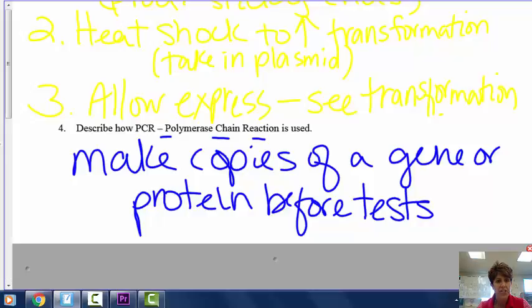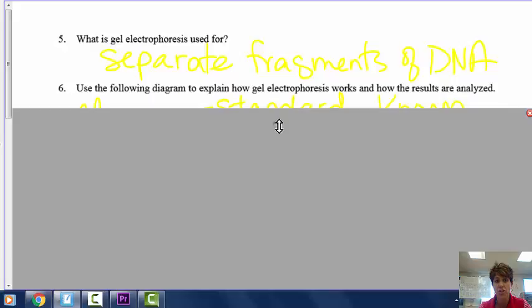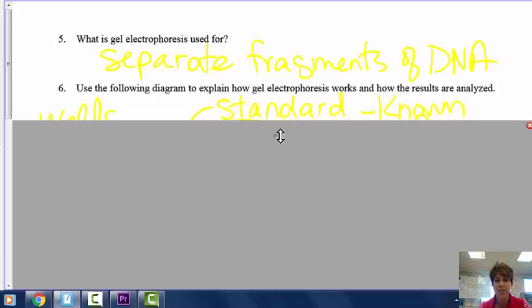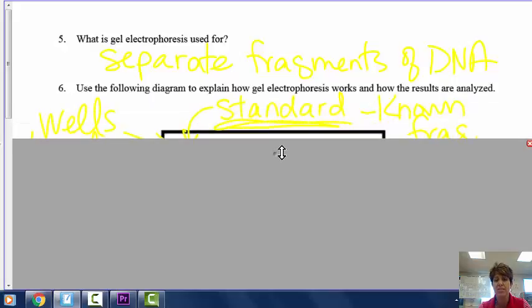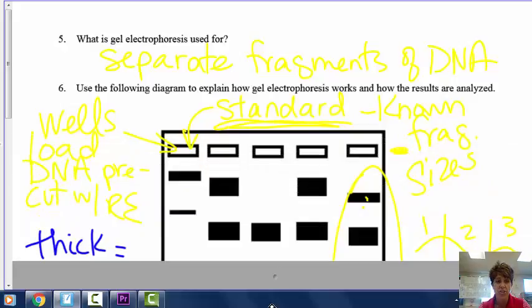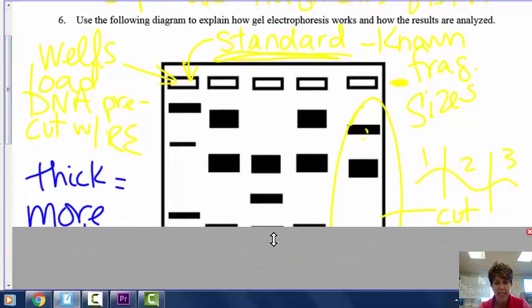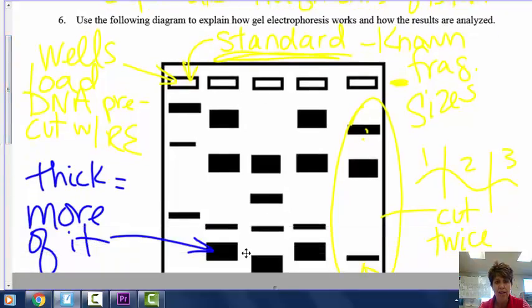All right, next question. What is gel electrophoresis used for? So a gel is used to separate fragments of DNA. It's based on their size and based on their charge. So use the following diagram to explain how gel electrophoresis works and how the results are analyzed. So I have this diagram here and it shows quite a few things.